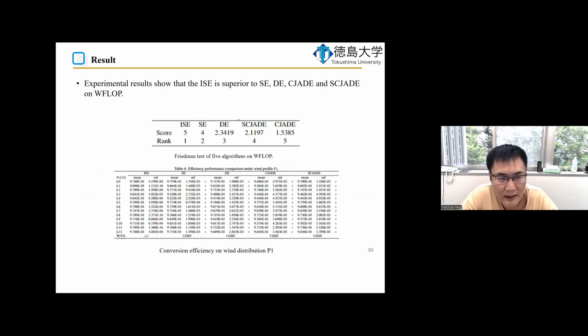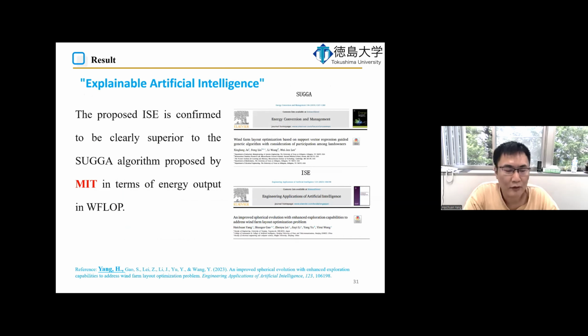Experimental results show that the ISE is superior to SE, DE, CJDE, and SCJDE on WFLP. The proposed ISE is also confirmed to be clearly superior to the SUGG algorithm proposed by MIT in terms of energy output in WFLP. And here is the paper, which has been published in Engineering Applications of Artificial Intelligence.